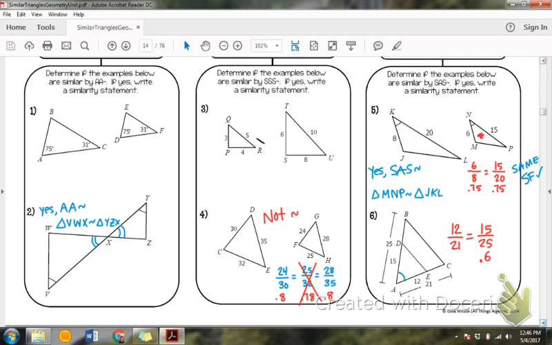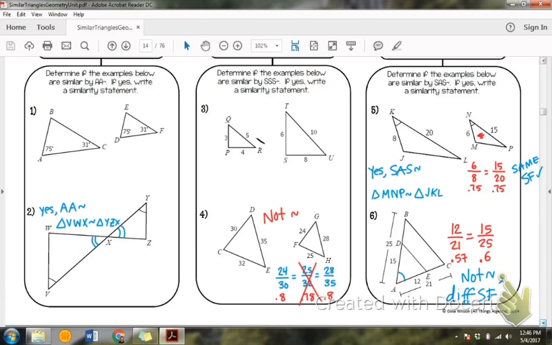What about 12 over 21? Donald, what does 12 over 21 reduce to? 0.57. If we rounded, it would be the same thing, but we're not allowed to round. So are these the same scale factor? No. So are these triangles similar? No. So we would say not similar, and you can tell me different scale factors. They're not similar because they have different scale factors.